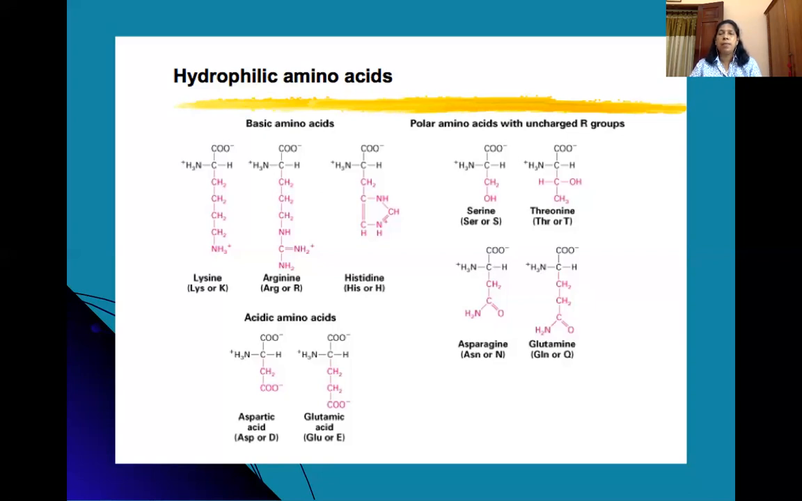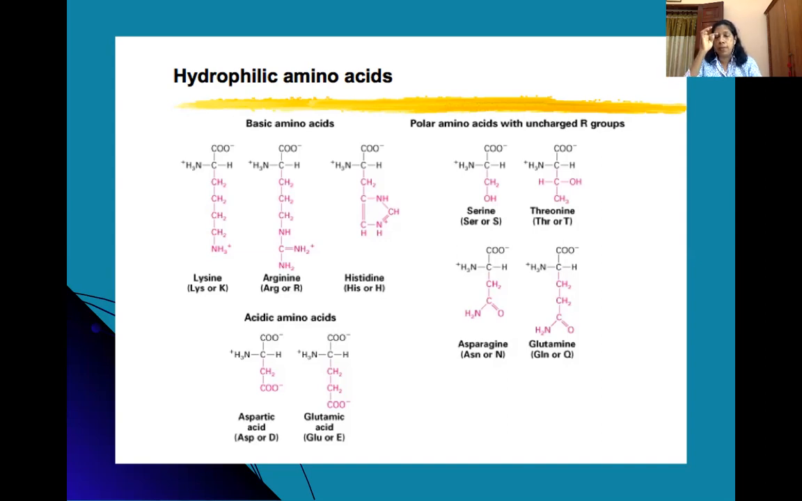There are some other polar amino acids with uncharged R groups, for example serine and threonine. Those are polar amino acids, right? These groups are very happy to make hydrogen bonds, because you can see the OH groups are there. Therefore they make hydrogen bonds, and the water solubility can be increased by having serine and threonine.